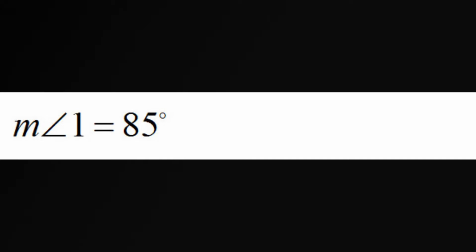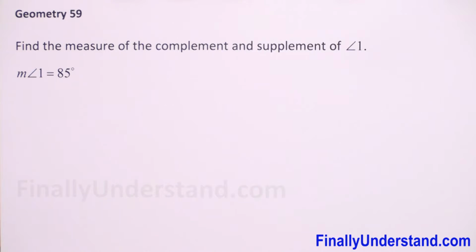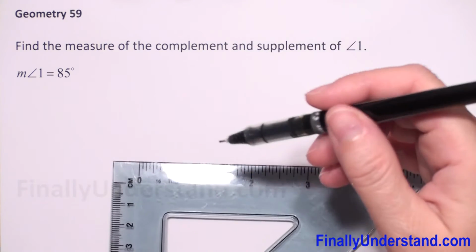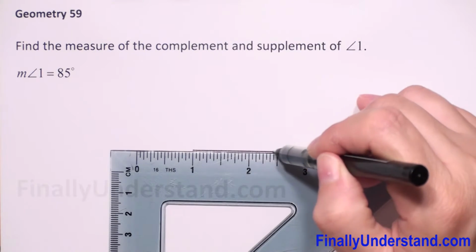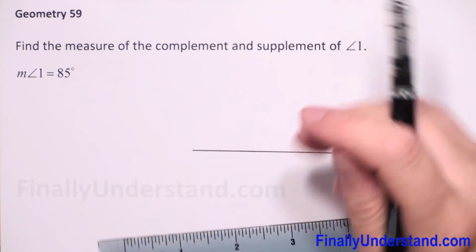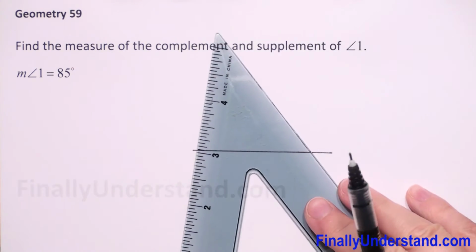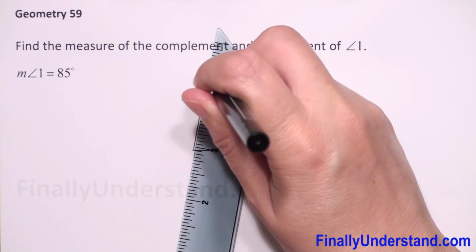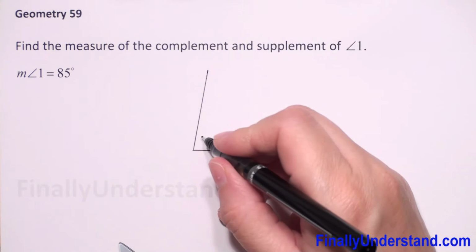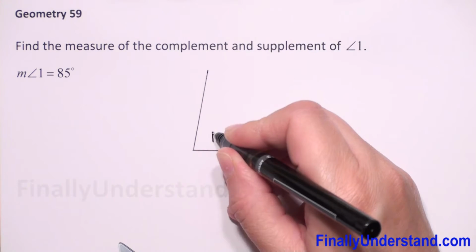We have to find the measure of the complement and supplement of angle 1. We are given that the measure of angle 1 is 85 degrees. So let me draw this angle. 85 degrees is a little less than 90 degrees, so something like this approximately. This is our angle 1.